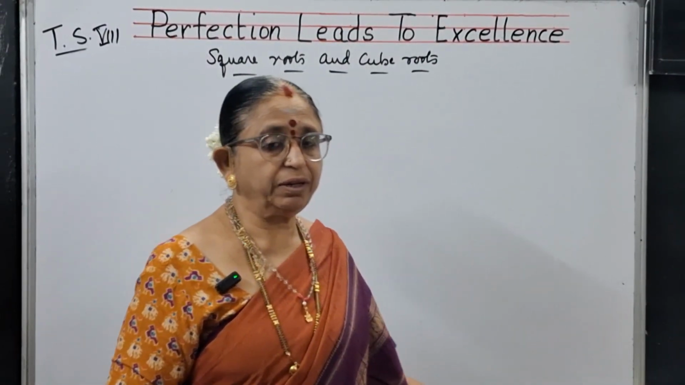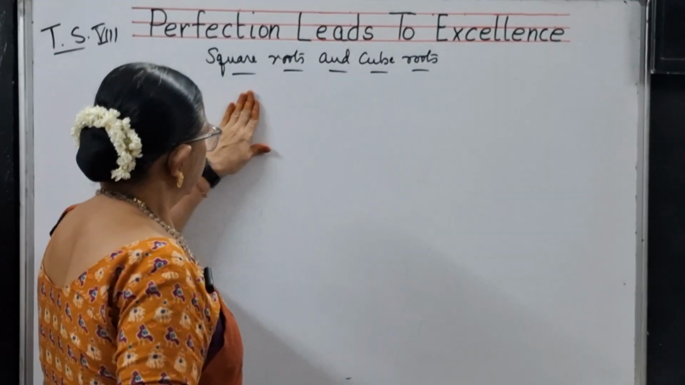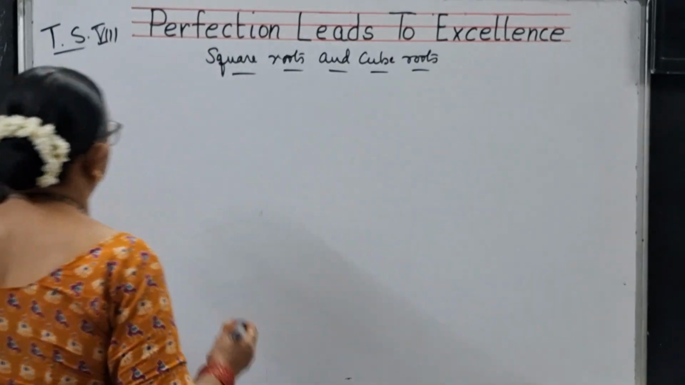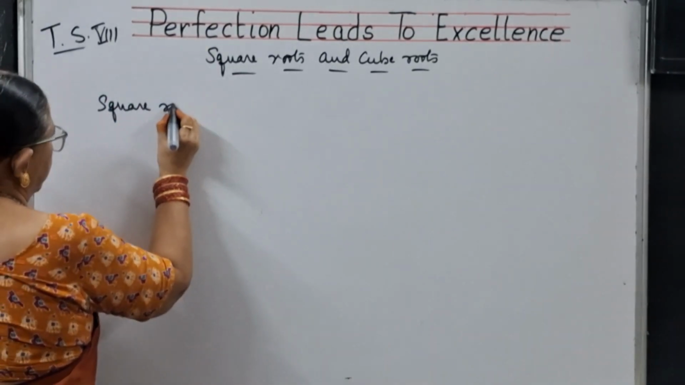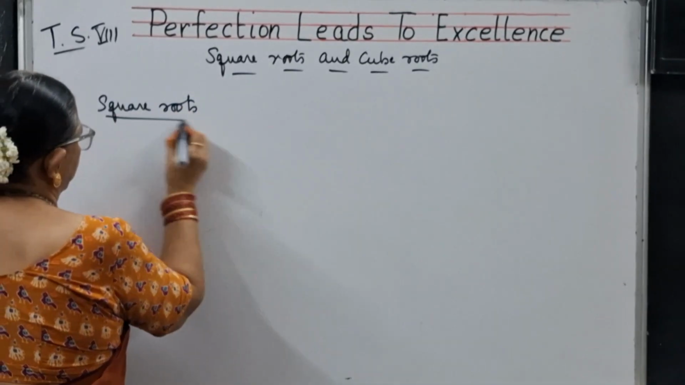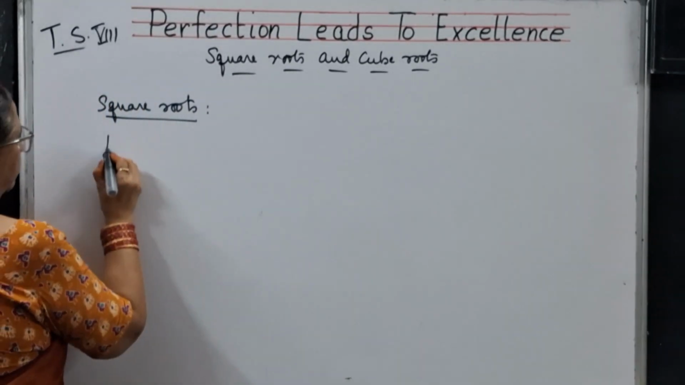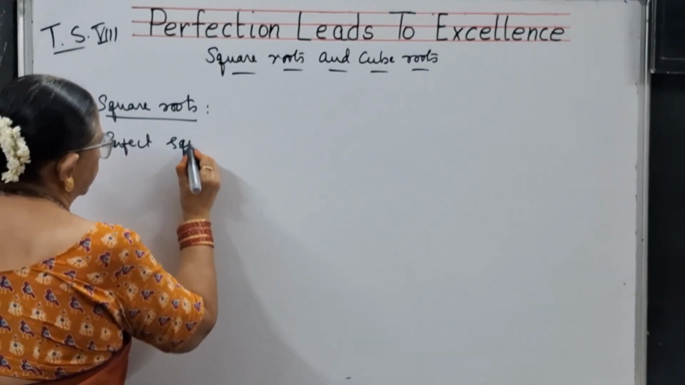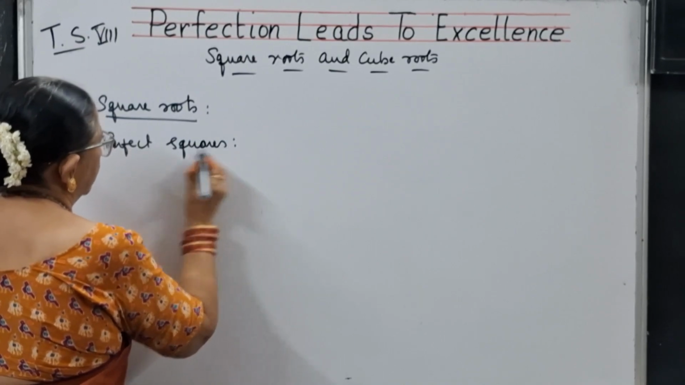Now I am dealing with 8th class maths. It's a fresh topic we are dealing with, the square roots and cube roots. So first let us have an idea about square roots. What are the square roots? To know about square roots, first you should know about what are perfect squares. What are perfect squares, children?